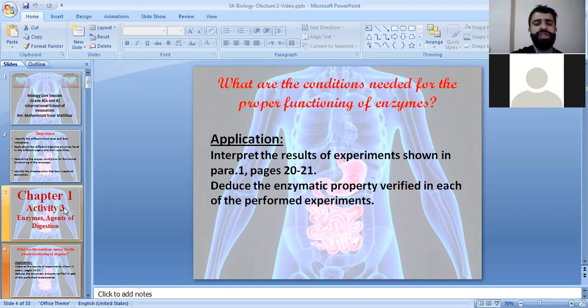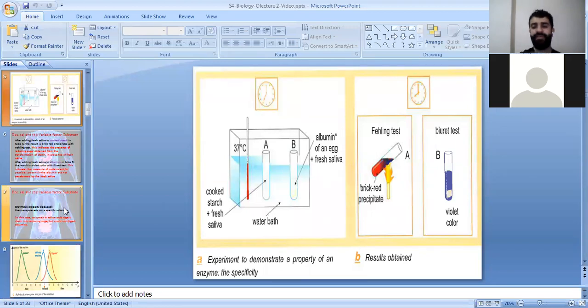So what are the conditions needed for the proper functioning of enzymes? What do enzymes need in order to function properly? Let's interpret the result found in the experiment in paragraph 1 of pages 20 and 21 to deduce the enzymatic property. Here we have two test tubes, A and B. They are placed in a water bath at a temperature of 37 degrees Celsius, and both of them contain fresh saliva.